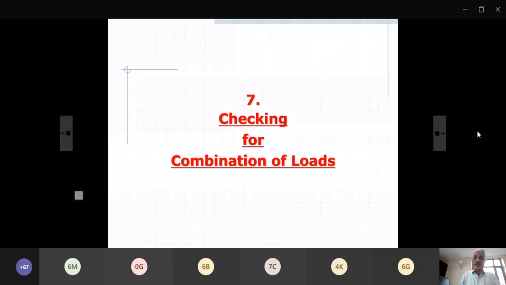So this was about settlement. We have seen about bearing capacity, we have seen about settlement, and an idea about how the settlement and differential settlements are expressed. Clear up to here? No doubt?